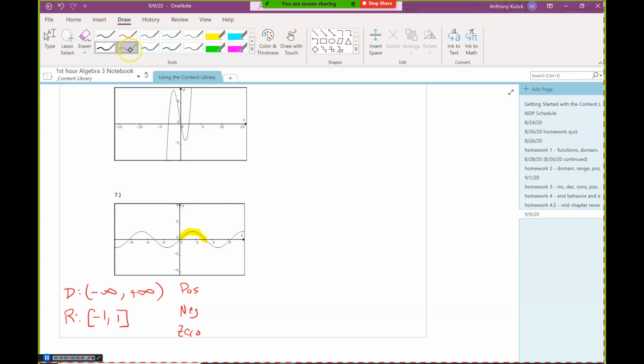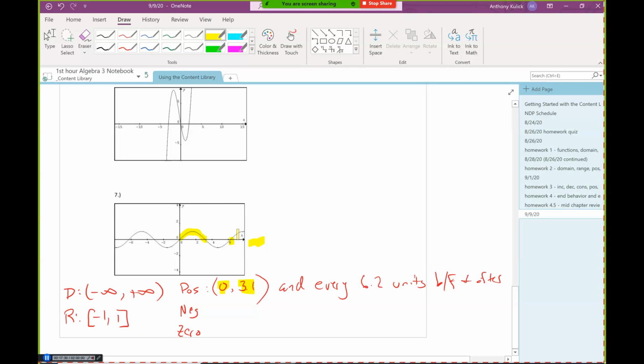So this first section, it looks like we're going from 0 to, I don't know, maybe 3 seems like a reasonable estimate there. Actually, we can tell it's not quite 3 because the next one happens a little bit after 6. Maybe let's call that 3.1. Okay with that. And then I would say, and every 6.2 units before and after. By that I mean that if I add 6.2 to each of these, I would get another positive interval again.